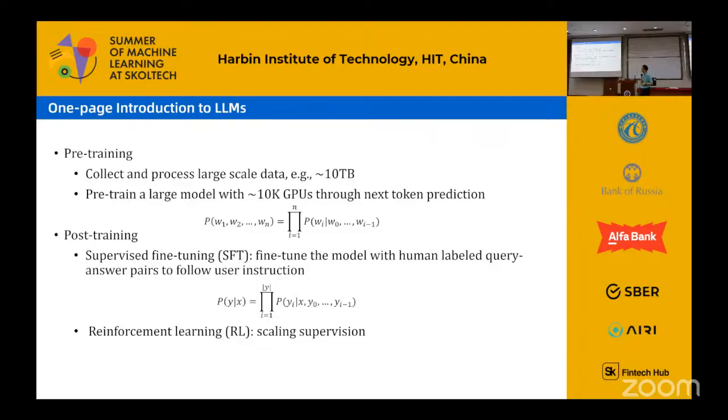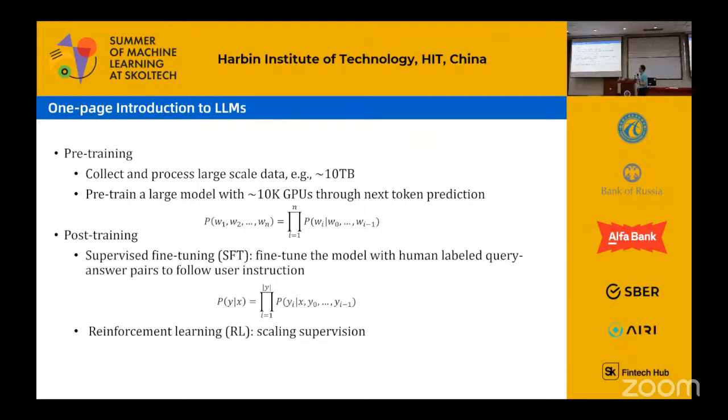Okay. So here is a one-page introduction to LLMs. I checked the agenda of this summer school, and I believe you have heard multiple talks about LLMs. Basically, there are maybe two major steps in LLM training. The first step is pre-training. You need to collect and process a large-scale corpus, with maybe 10 or even tens of terabytes of tokens. And usually we pre-train a base model using maybe thousands or tens of thousands of high-end GPUs.